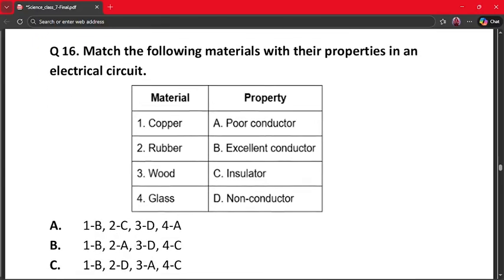Our next question is question 16. Match the following materials with their properties in an electrical circuit. Copper, rubber, wood, glass. Poor conductor, excellent conductor, insulator and non-conductor. So conductors allow current to pass easily and insulators do not allow current to pass. So by matching each material carefully, we see that excellent conductor is copper.